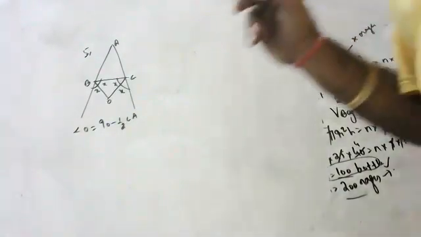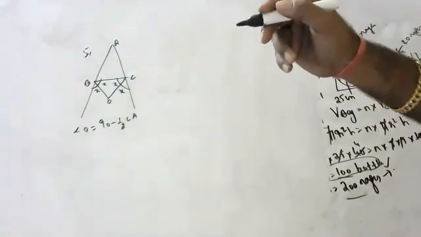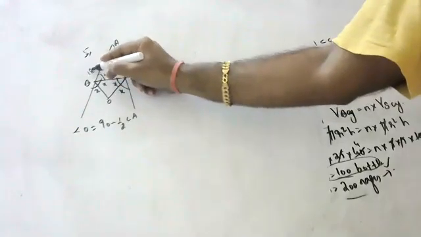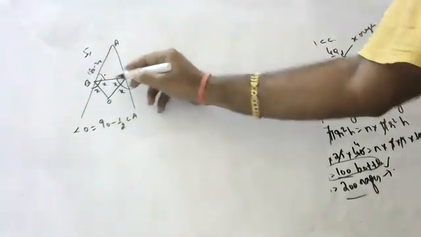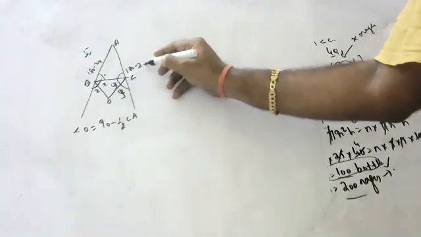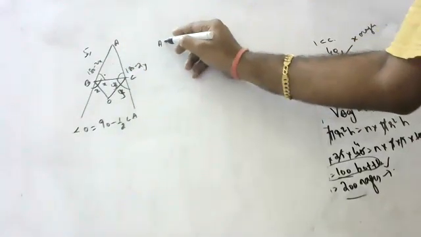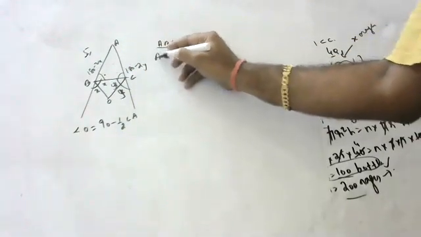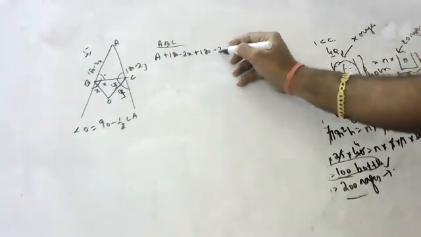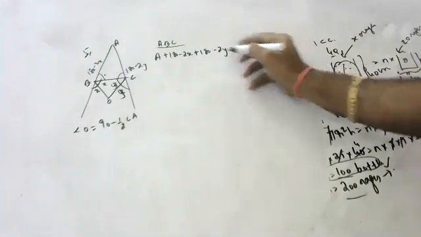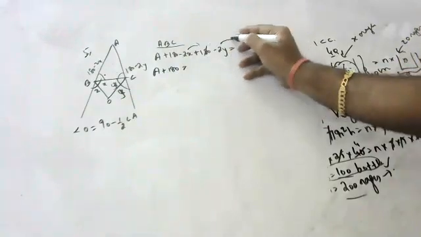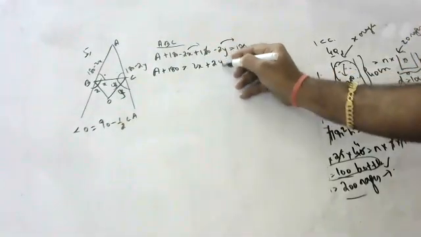Okay, Tamay, can you tell how to do this? Yes, Tamay. Sir, if this is x, this is x, this will be 180 minus 2x. And if this is y, this is y, this will be 180 minus 2y. For ABC, what is the angle sum property? 180 minus 2x plus 180 minus 2y plus angle A equals 180. 180 cancels. A plus 180 is equal to 2x plus 2y.